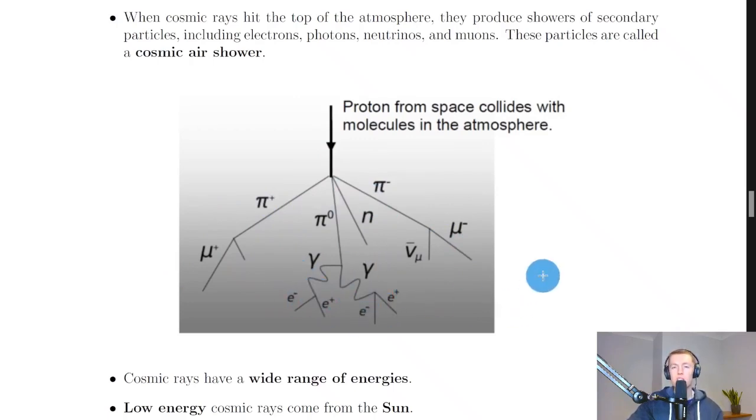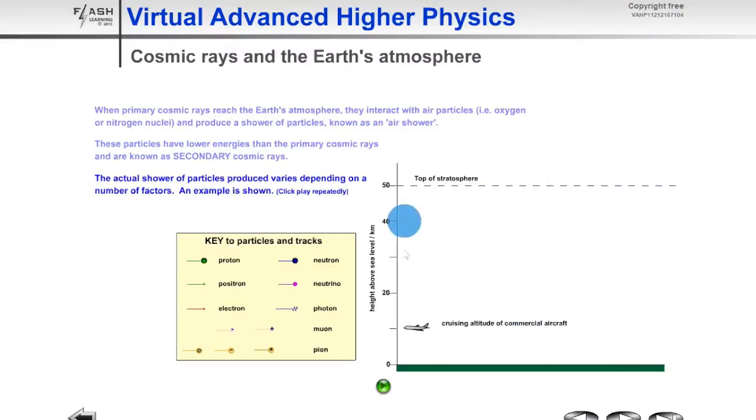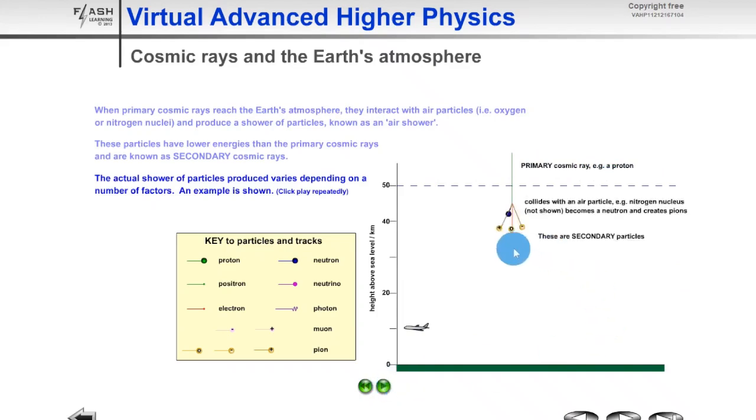Just to show you a quick simulation to help you visualize this. If you focus on this part on the right here, we can see the top of the stratosphere up here, and if I click play, you see that we get a cosmic ray, for example a proton, coming into the top of the Earth's atmosphere. We know that this proton will split up into a shower of secondary particles. It collides with an air particle, for example a nitrogen nucleus, becomes a neutron and creates pions, and these are secondary particles.